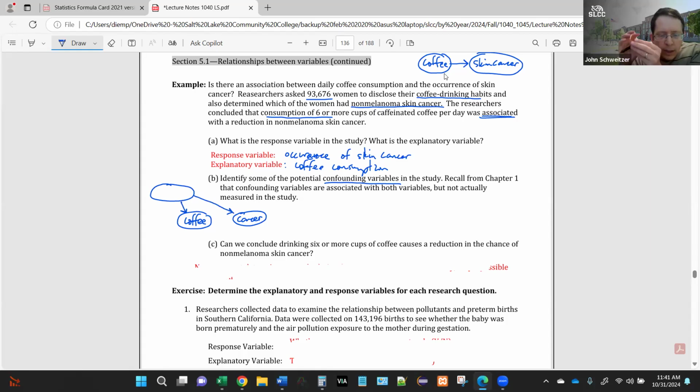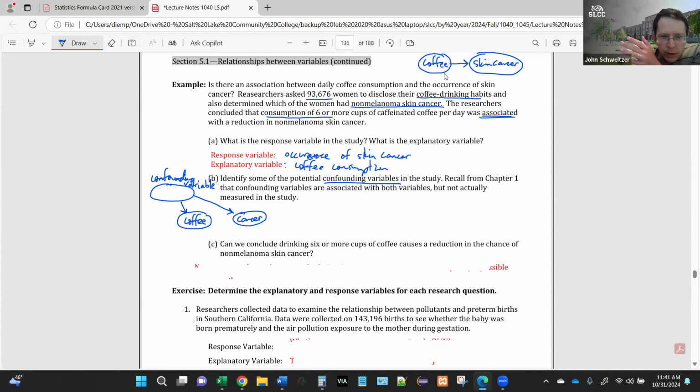So if we have this third variable, which we would call a confounding variable, it's possible that this variable is actually the thing that's driving both to change, right? So if we have a third variable that's changing coffee consumption and it's changing skin cancer incidence, then it's possible that it could be this third variable known as a confounding variable. So it's confounding because it's confusing the picture, right? And so if we don't include the confounding variable somehow in an experiment, then we can't conclude causation, right?